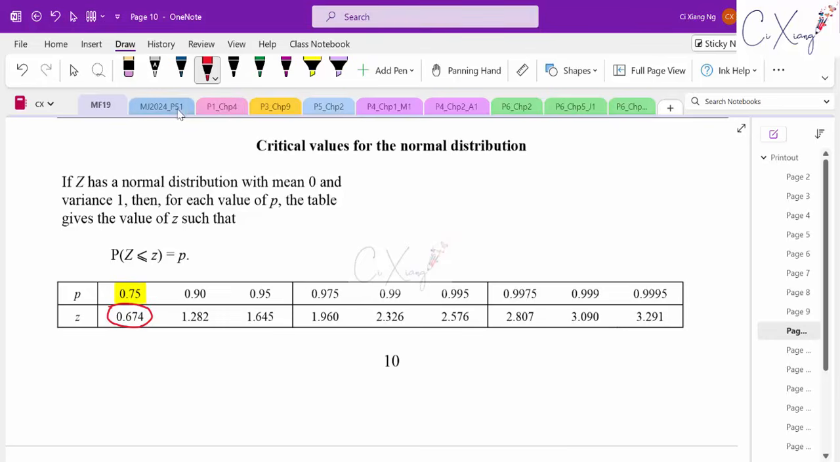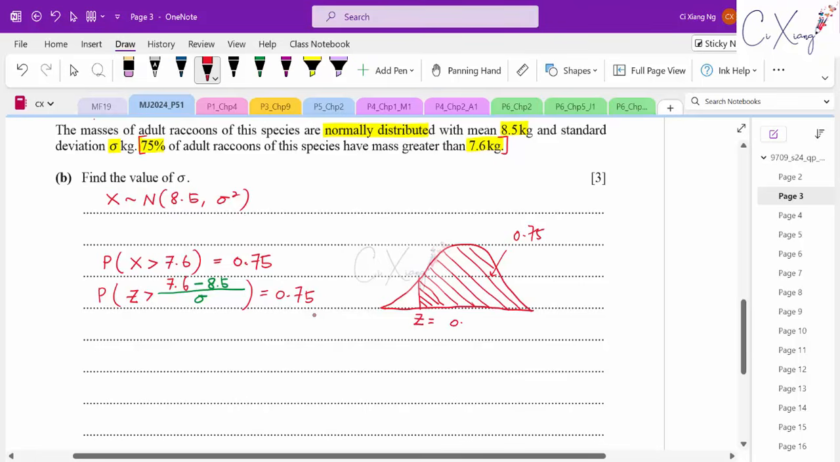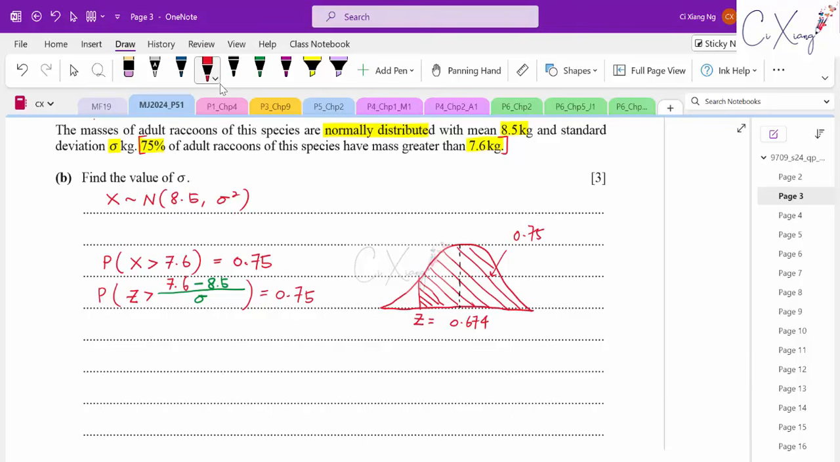All right, so go back. All right, so I know that my z is equal to 0.674, but if you observe in the diagram here, this z is on the left of 0 because the center is 0, right? We know that for a normal curve, the mean is 0, so the center is 0. So this z definitely should be a negative value. So you just put a negative in front, which is negative 0.674.